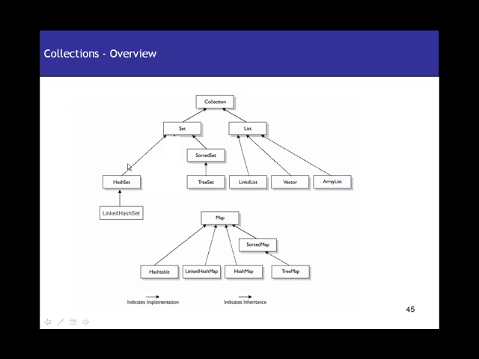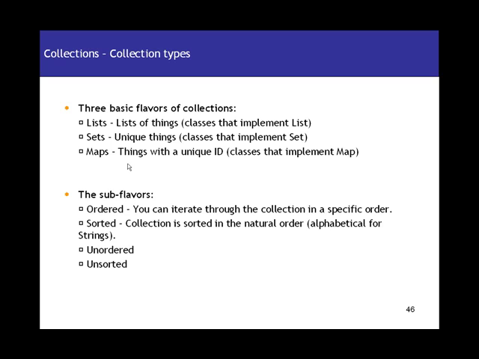And when I say sorted, I mean that the collection is sorted in a natural order. So if you are adding strings to a sorted set, it would store those elements in alphabetical order. So if I add D first, C second, and A third, then it's going to store A first, C second, and D third, but not in the order in which I added them, right? So that is sorted. And again you have unsorted and unordered.